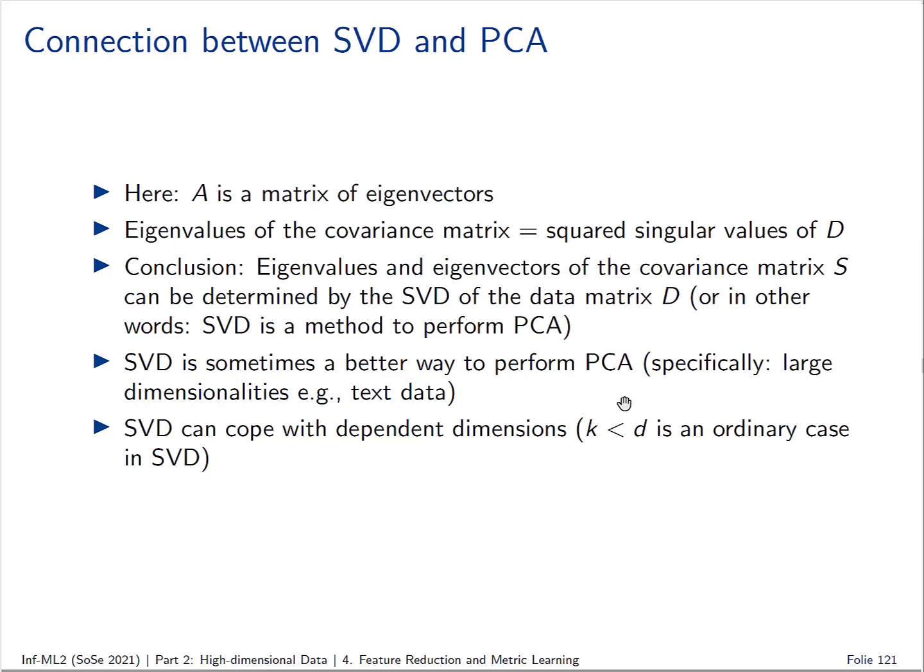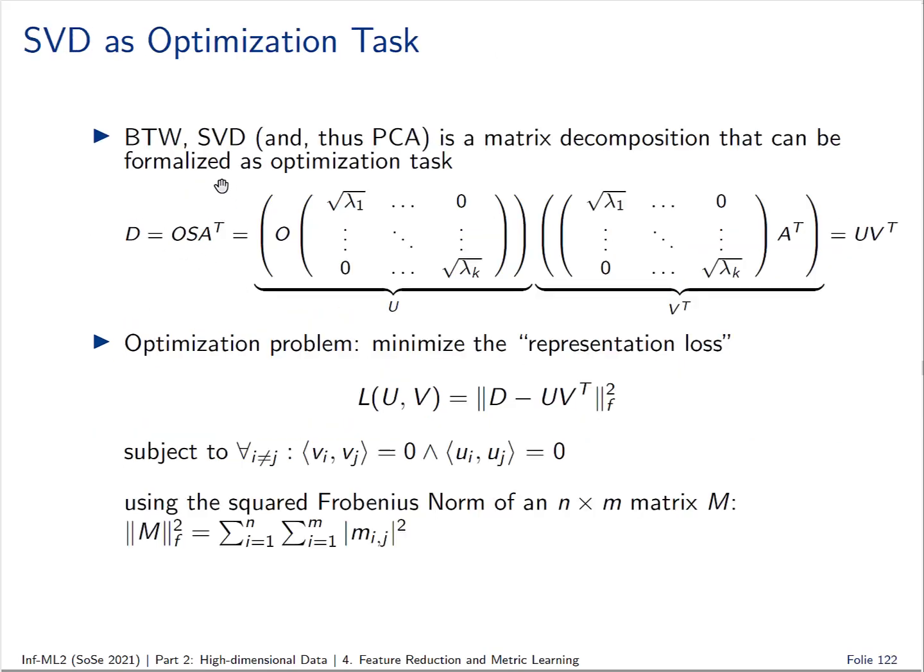By the way, SVD, and that means also PCA, as we just saw, can be reformalized as an optimization task. That is basically the way that people compute it. Optimization task means that it doesn't find the perfect solution, but it tries to find a very good solution actually. So how is that done? Just so that you see it.